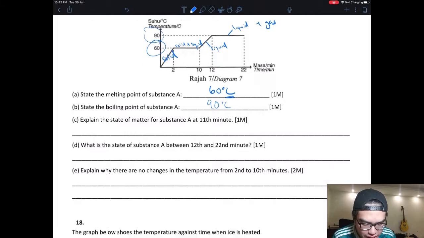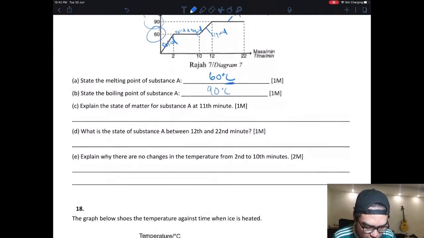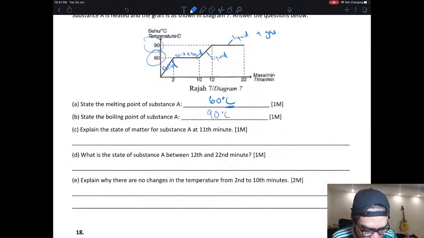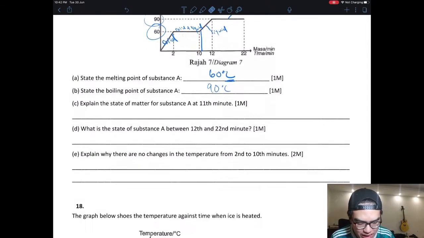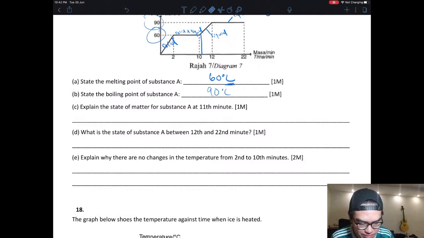C, explain the state of matter for substance A at the 11th minute. The 11th minute is here. So what's the state there? It's liquid. Oh, they don't want just the liquid, they want you to explain. Let's just say liquid first. You can say all solid has melted, because the melting process takes from 2 minutes to 10 minutes.